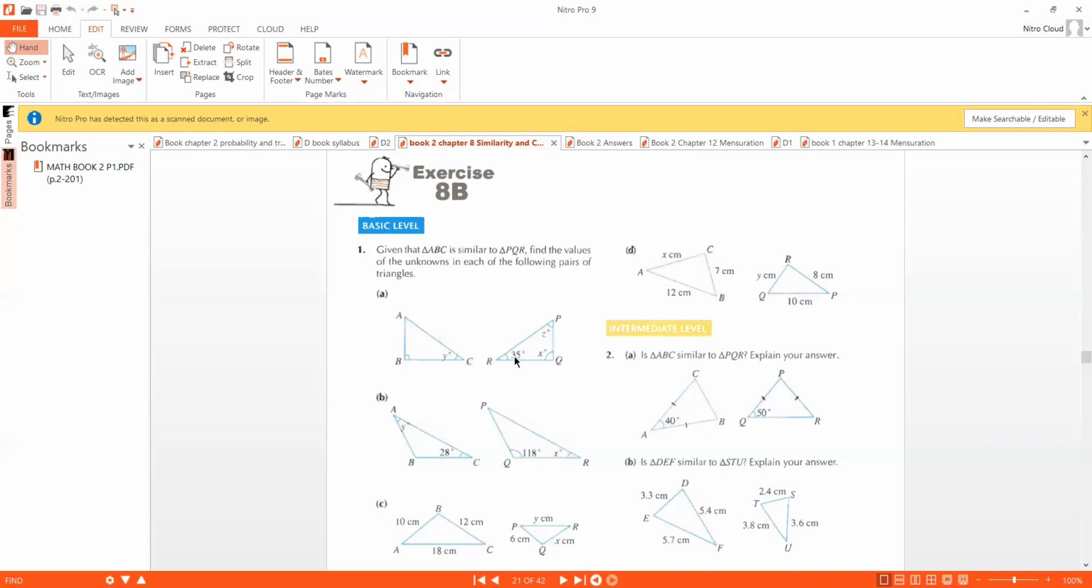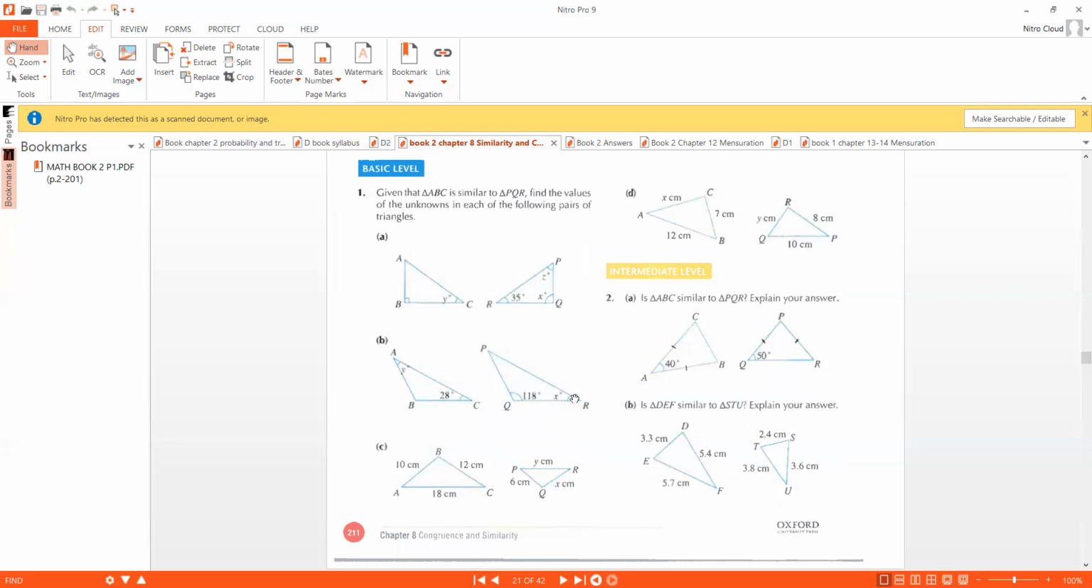Because it will be similar to the right angle. So y is equal to 35. And what is the value of z? 90 and 30. 55. Very nice. Very good. I have shared the answers with you as well for book number 2, not book 1.